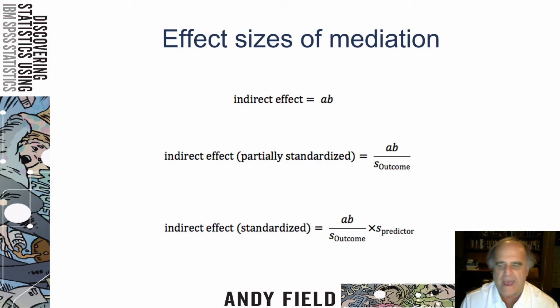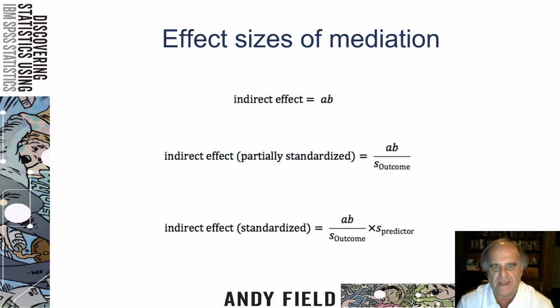And if you go back, again, while I'm recording these, I can't go back and show you a past slide. But if you go back to the slide or in the book where it shows you the model, A is the path from the predictor to the mediator. B is the path from the mediator to the outcome. So he's saying the indirect effect is equal to A times B.